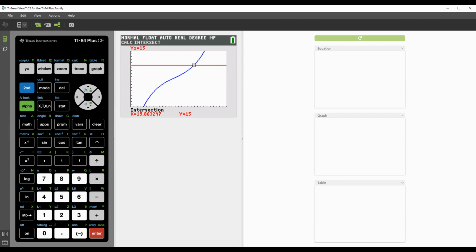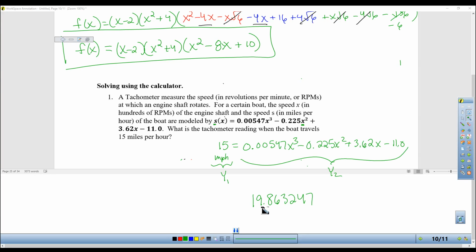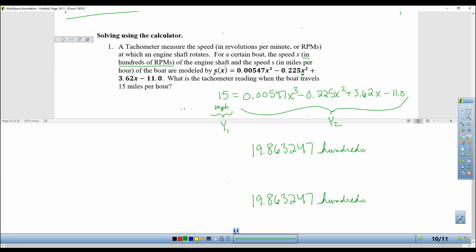And there you go. So just finalizing our answer, we got 19.863247, but remember that that speed is going to be measured in hundreds of revolutions per minute. And I don't want you to say 19.863 hundreds. That's not how people talk. So instead, you would actually move it two places, 1986.324. You don't need the 7 if we're only doing 3 decimal places. But about 1900, almost 2000 revolutions per minute. But the exact answer is 1986 RPMs, revolutions per minute.